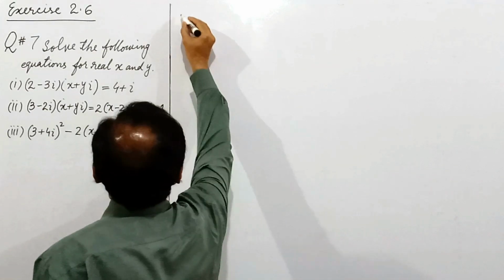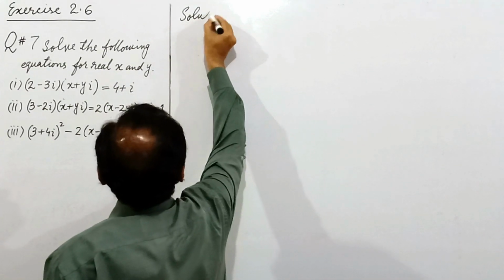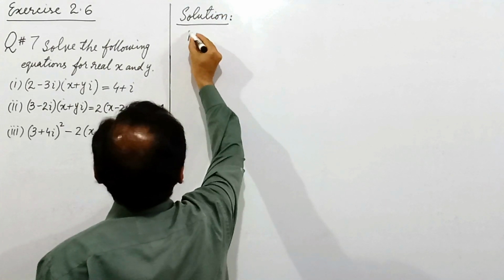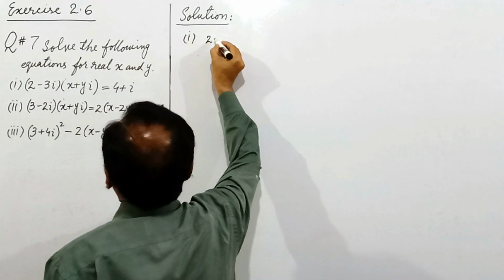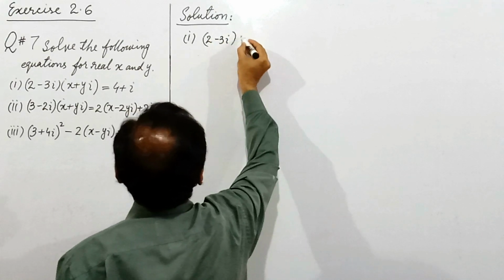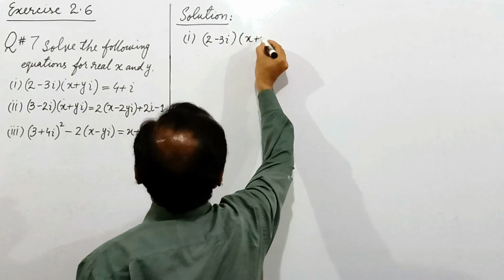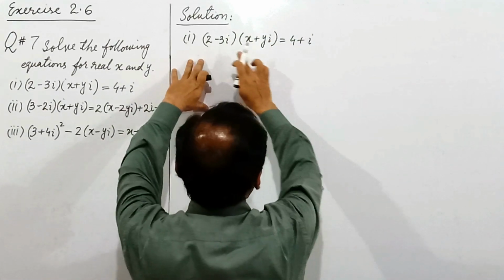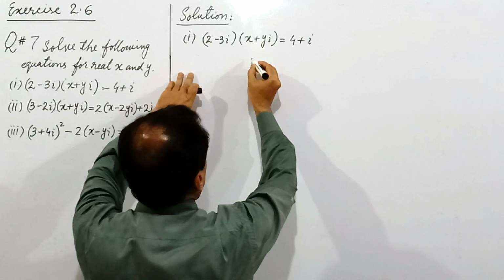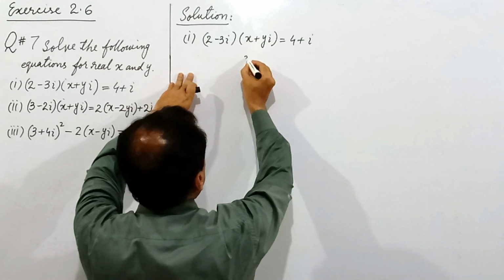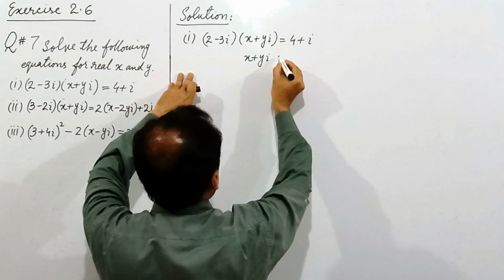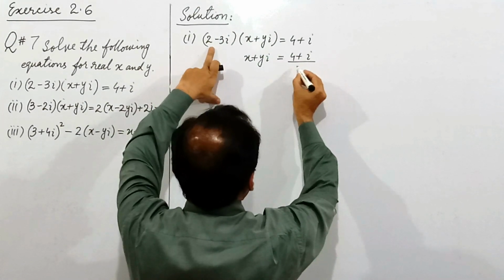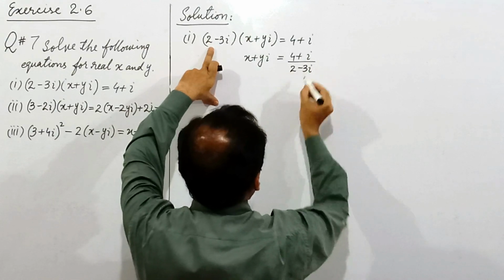In part 1, (2 minus 3i)(x plus yi) is equal to 4 plus i. We take 2 minus 3i to the right hand side, so that x and y can be separated. x plus yi is equal to (4 plus i) divided by (2 minus 3i).